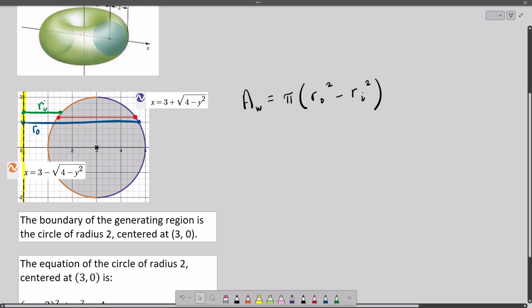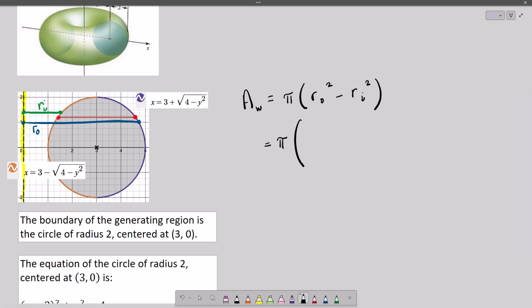So the outer radius squared. Okay, bust out the algebra. Here we go. There's the outer radius right there, all the way across, and we have to square that. So we have 3 plus the square root, and that whole quantity is squared. It's the outer radius squared. Now we have to subtract off the inner radius squared. The inner radius is the distance from our axis of rotation over to the orange half of the circle. That's given by 3 minus the square root, and the whole thing is squared.